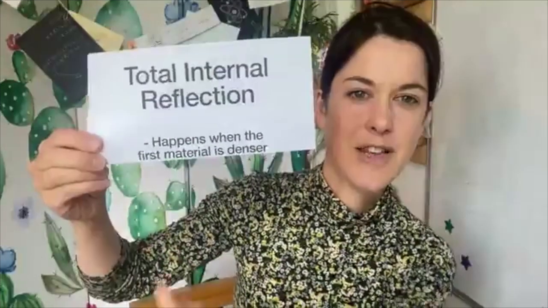I just thought about the whole thing of total internal reflection happening when the first material is denser. Like, why is that? So I thought you might be thinking, hang on, why when I look into a beautiful pool of water and I see the clouds and the sky perfectly reflected in the water, why is that not total internal reflection? It feels like it should be, right?